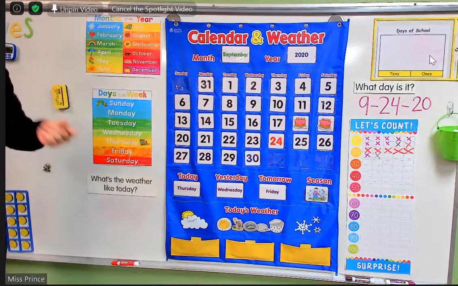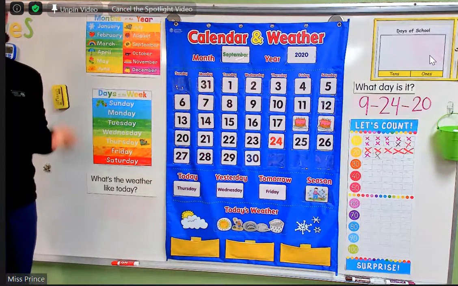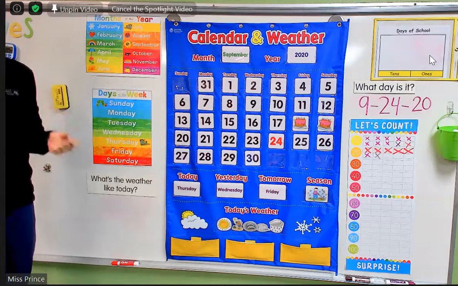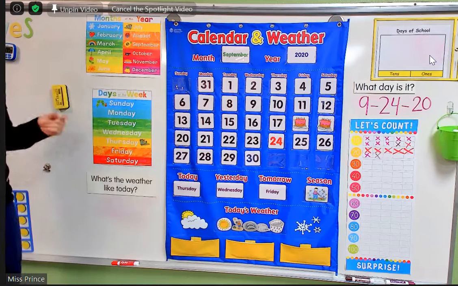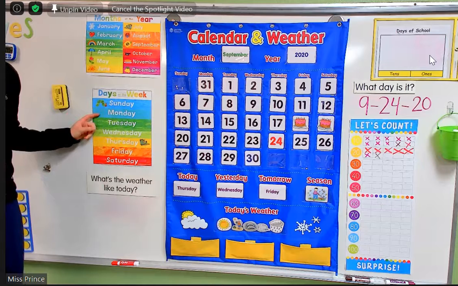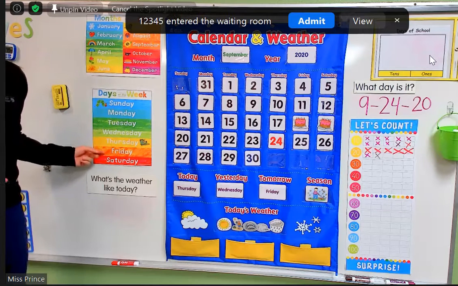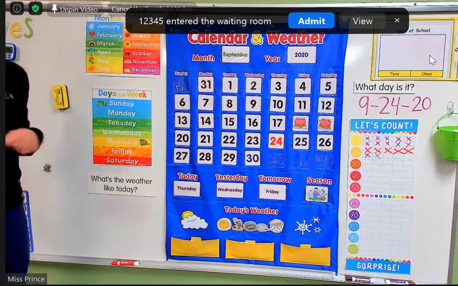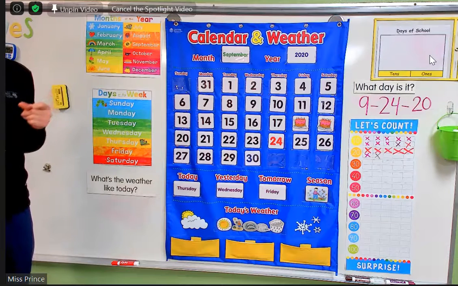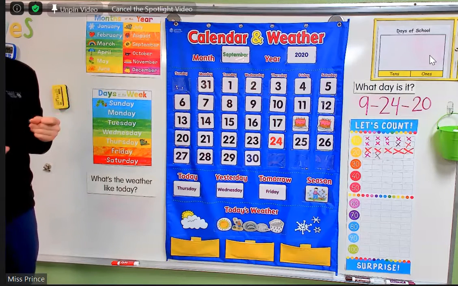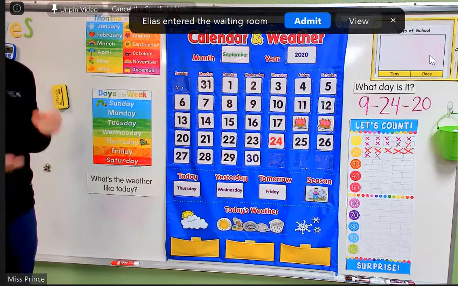So get your snaps ready. Days of the week. Days of the week. Days of the week. Days of the week. Days of the week. There's Sunday and there's Monday. There's Tuesday and there's Wednesday. There's Thursday and there's Friday. And then there's Saturday. Days of the week. Days of the week. Days of the week. Days of the week. Days of the week.